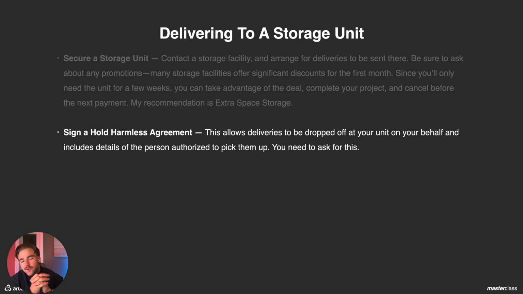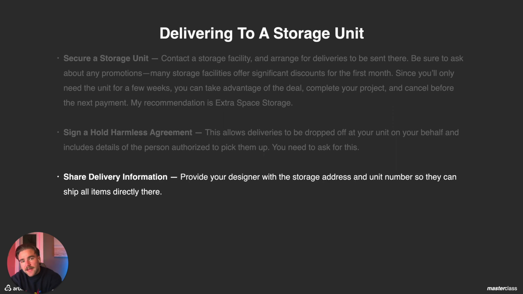The one thing that you do want to do is make sure you sign the hold harmless agreement. This allows deliveries to be dropped off at your unit on your behalf, and includes details of the person authorized to pick them up. You need to ask for this. If you don't ask, they won't know. Basically, all this means is you're consenting to Amazon, or whoever you're ordering from, going to your storage space and dropping the items off there. That, and you give the storage facility the right to have a key as well to let them in.